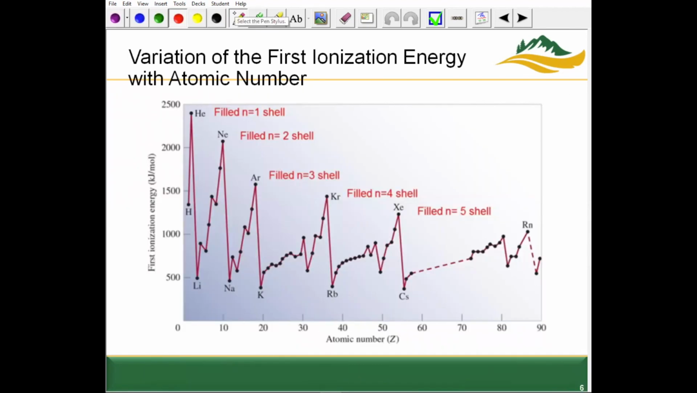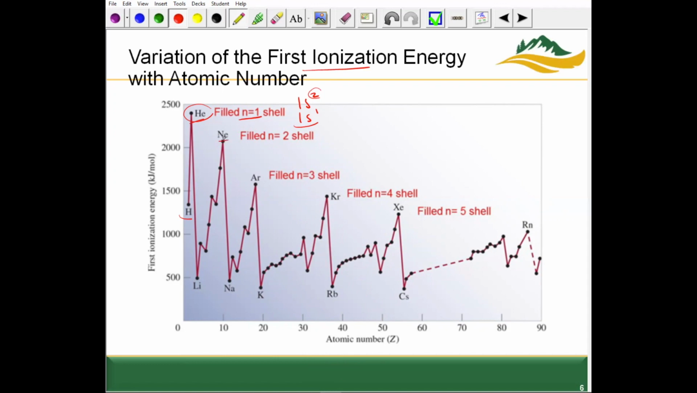And so just focusing on the first ionization energies for different elements, for hydrogen, that first ionization energy is a little bit lower than it is for helium. Helium has a filled n equal 1 shell, so 1s2 for helium. It's really difficult to remove 1 electron here compared to hydrogen that only has 1 electron to remove.